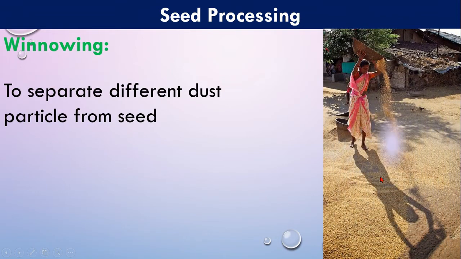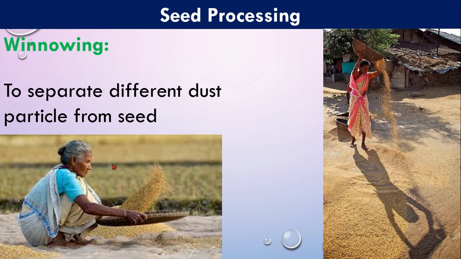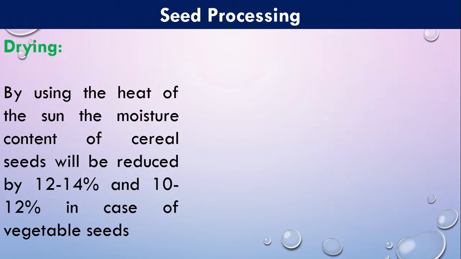If you do not have the ability to buy this type of modern machine, then you can use cattle or use the pipe as well for threshing the seed from the plant. Winnowing. So what is winnowing? Winnowing means removing all the dust particles from the seed. You can use a seed dryer as well, or you can use the local method. This woman here and this old woman here are using the local method for removing or separating the dust particles from the seed.